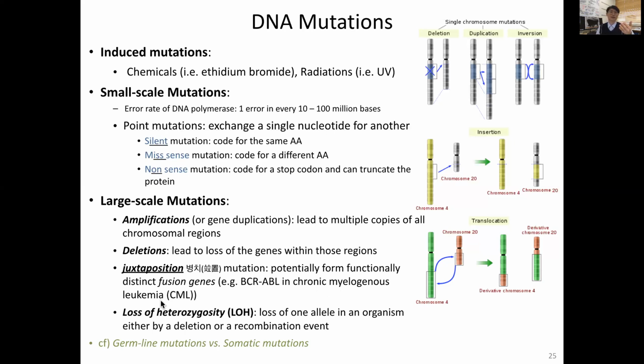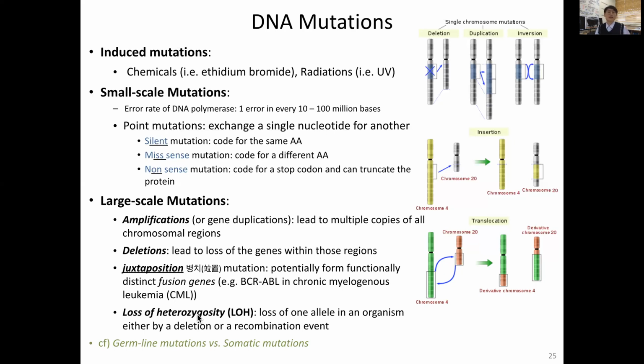Leukemia is a cancer of the white blood cell. And this is coming from the BCR-ABL gene, which is from different chromosomes, number 9 and 21. Due to this juxtaposition or translocation, a fusion protein is formed, which causes this leukemia. And sometimes the loss of one allele in an organism, by deletion or recombination event, makes the expression different, and we call it a loss of heterozygosity.